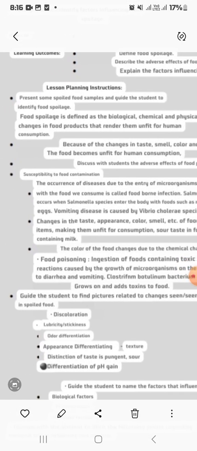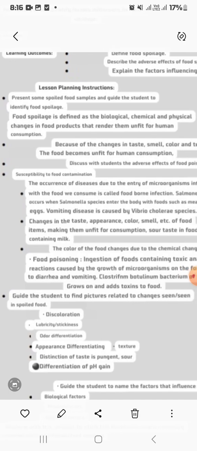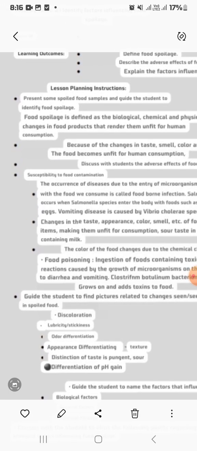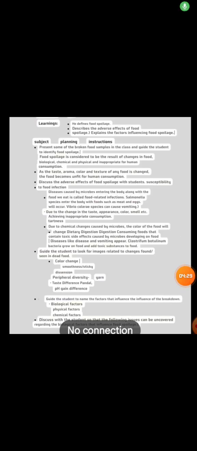What adverse effects can we get when the food is spoiled? The first is susceptibility to food contamination. This photo is clearer than the other one, so I thought of changing the photo. We should discuss the adverse effects of food spoilage with you all.